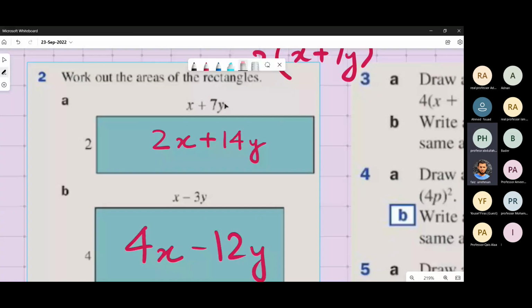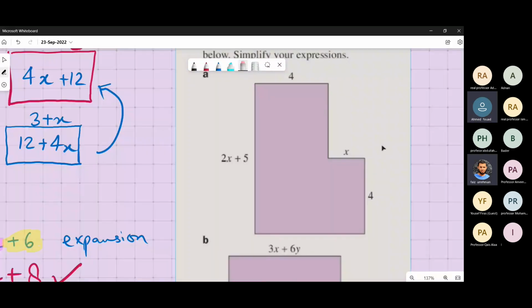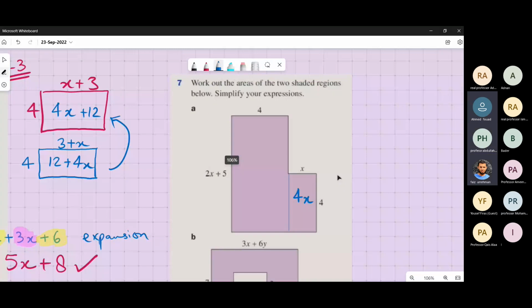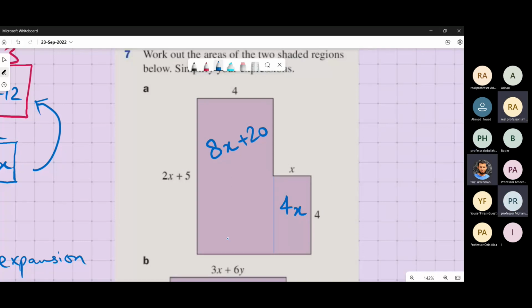How did we find area? Length multiplied by width. So here, if you divide from here, what will be the area here? What will be the area, Abdullah Hamza? 4x. That's good. What about the other rectangle? 2x plus 5 multiplied by 4 gives 8x plus 20. Explain why. Because we multiply 2x by 4 equals 8x, plus 5 multiplied by 4, 20.